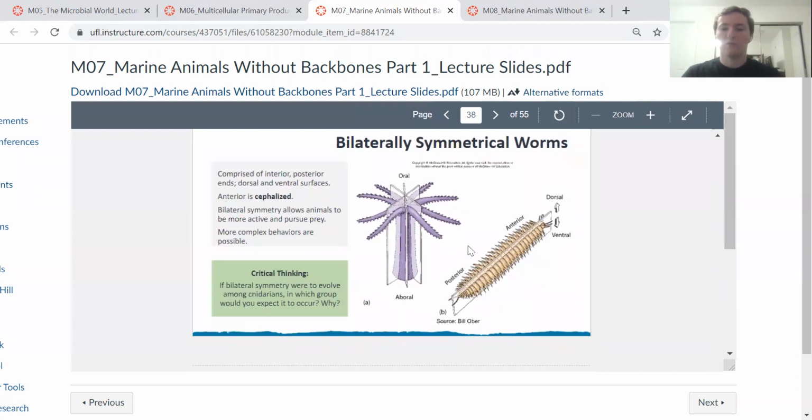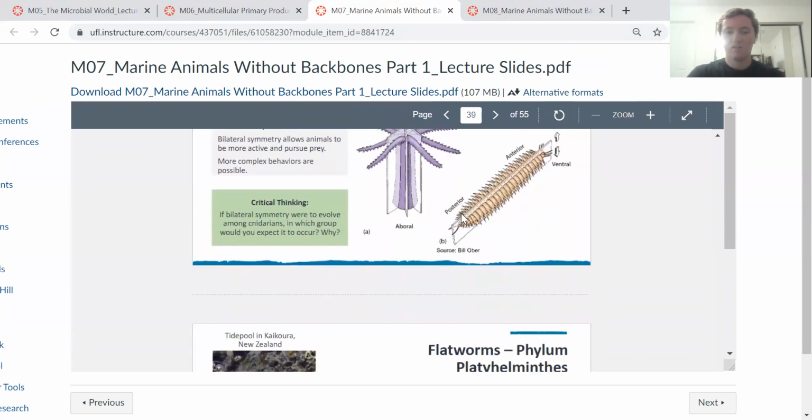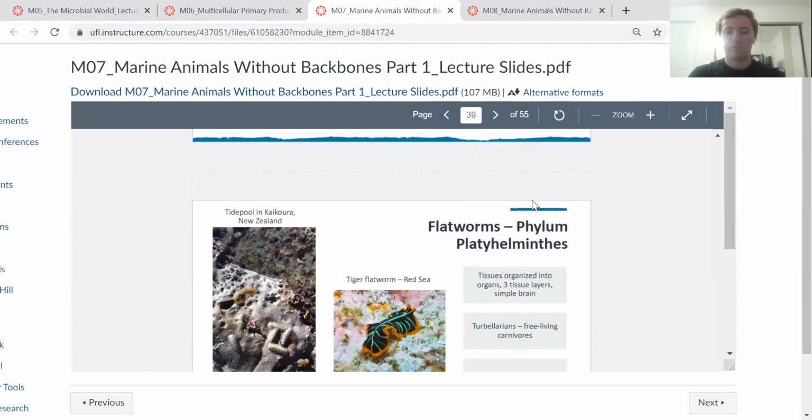So now we're going to talk about some of those bilaterally symmetrical worms, which is most of them. The cephalized anterior means that there's nerve endings by the head. And that's something that's very important that has come about in these phyla, is that cephalization of the head, which allows more complex behaviors, more complex anatomy, and everything becomes a little more complicated and able to do more functions. So as we go on, we're going to talk about those flatworms, the platyhelminthes.